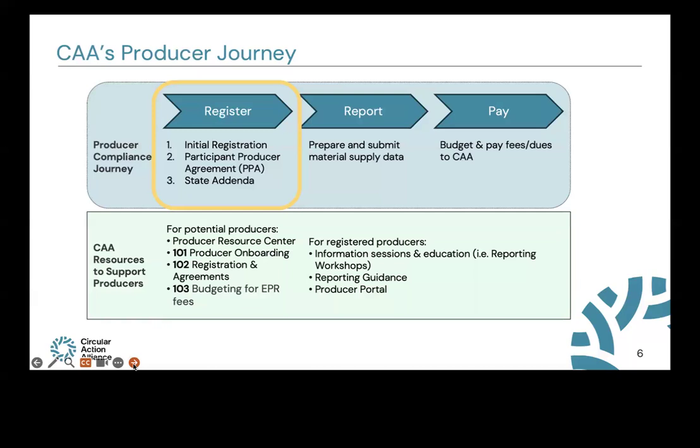These are the steps in the producer journey. The producer journey will begin by registering with CAA. Once you've registered, you'll receive access to our reporting portal where you'll upload the pounds you've sold of each covered material per state. After the March 31st reporting deadline, CAA will set a final fee schedule and invoice producers, at which time producers will pay, and the program will begin in that state. The first reporting and fee payment deadlines are for the state of Oregon in 2025.